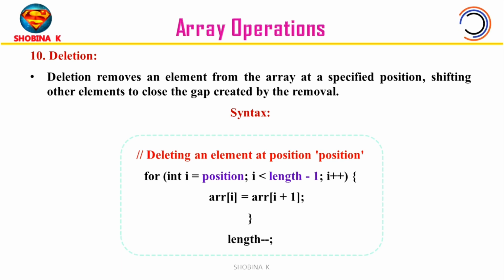Length--. So after the loop completes, the length of the array is decreased by 1. And thus it indicates that an element has been successfully deleted. After this operation, the element at the specified position is removed from the array and the length of the array is decreased accordingly.